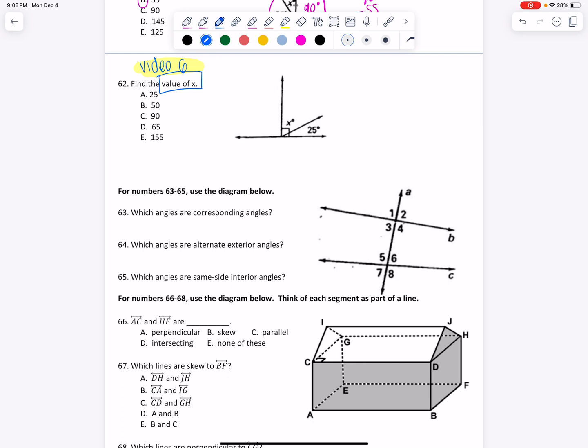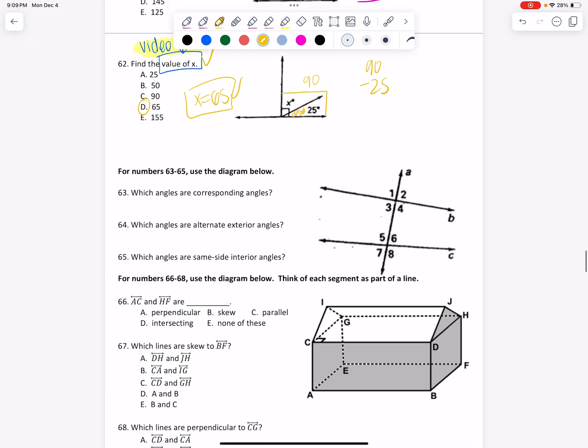The value of x is going to be, we've got a right angle happening right here. This right angle box right there. And so what we're going to do is take that 90, that full amount, and subtract off what I've spent on this acute angle. So 90 minus 25 is going to give me 65. 65 is the value of x, so I know that I have found what I needed to.